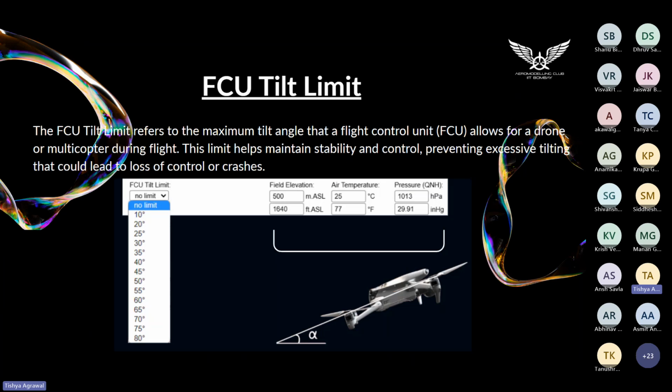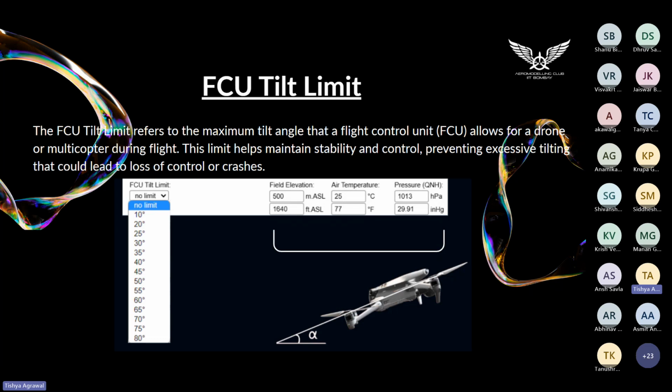Next comes the FCU tilt limit. The FCU tilt limit refers to the maximum tilt angle that the flight control unit allows for a drone or a multicopter during flight. This helps us maintain stability and control, preventing excessive tilting that could lead to loss of control or crashes. This is something we would be manually inputting in our FCU, because we don't want our drone to roll more than a particular angle.